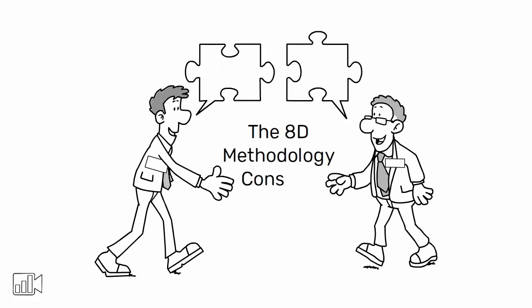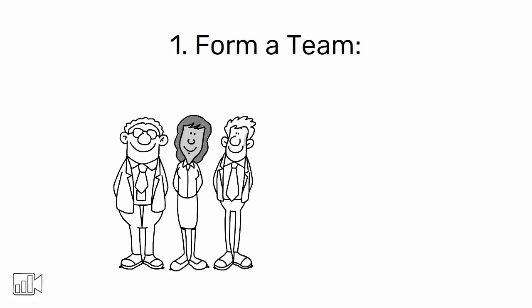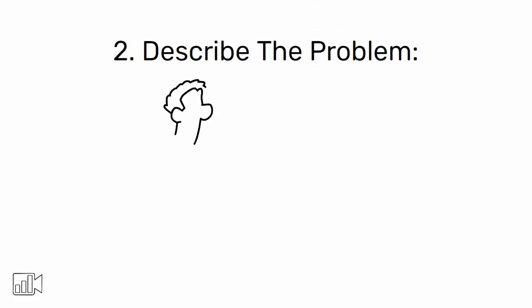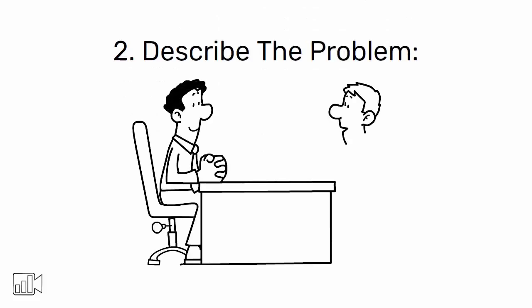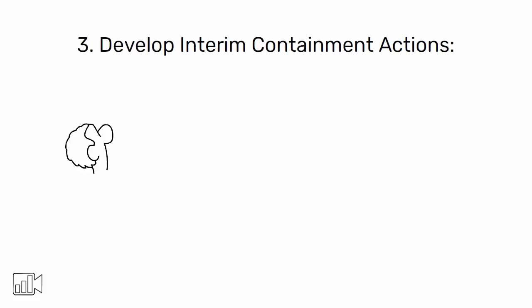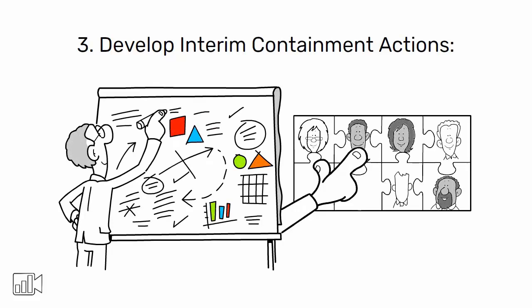The 8D methodology consists of 8 steps. 1. Form a team. Gather a group of individuals with diverse perspectives and skills to work on the problem. 2. Describe the problem. Clearly define and describe the problem in a concise and objective manner. 3. Develop interim containment actions. Implement immediate actions to control and prevent further harm to the customer or organization.